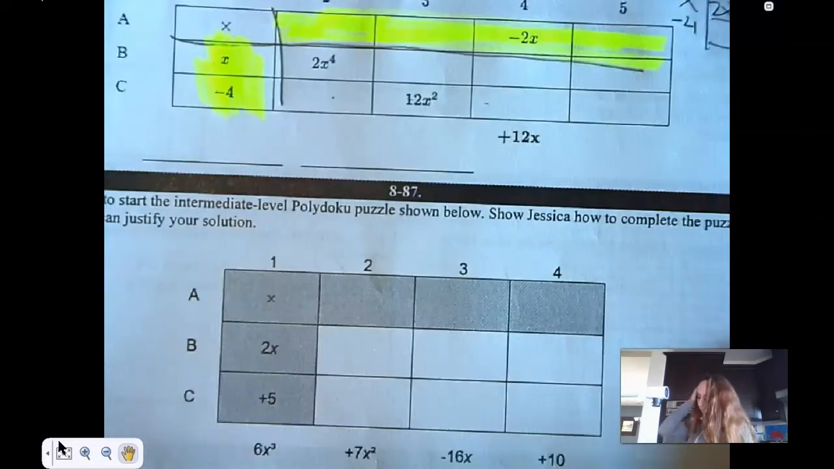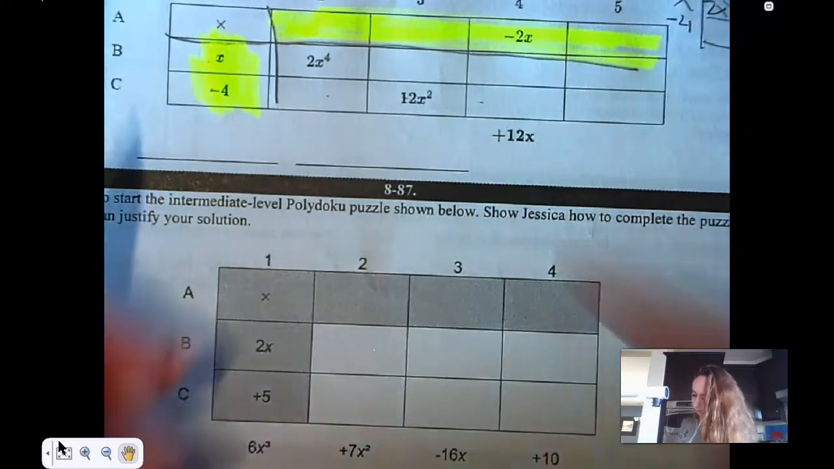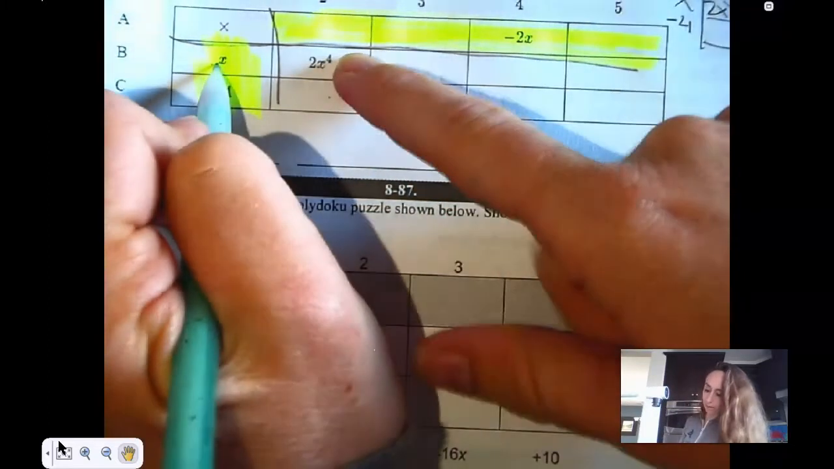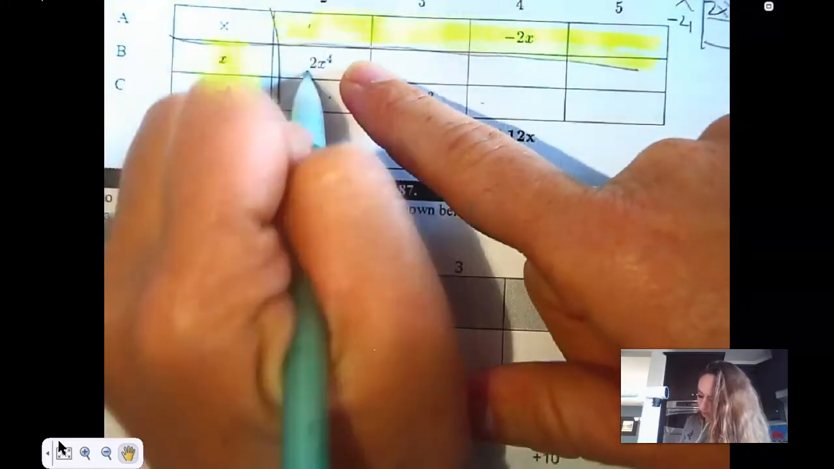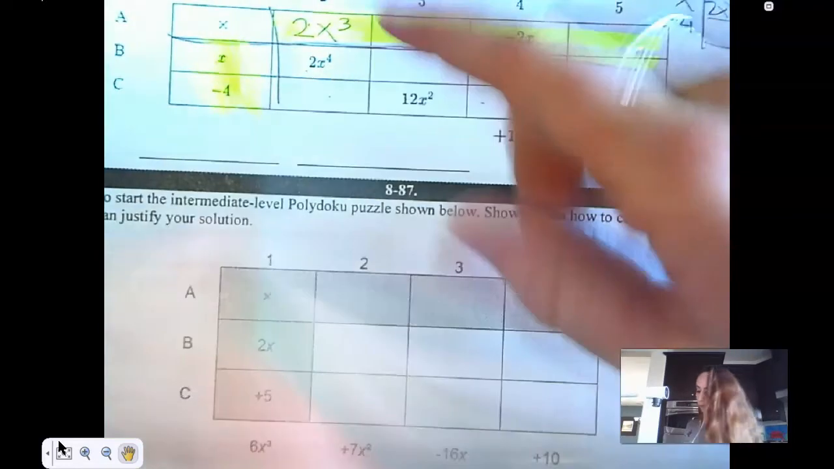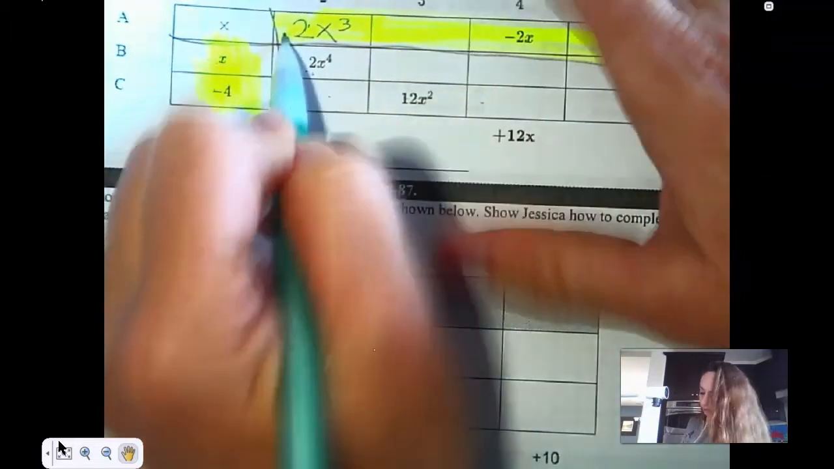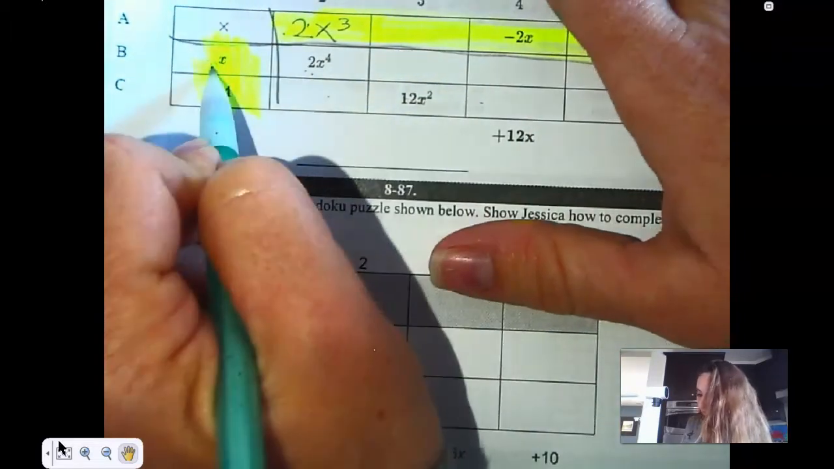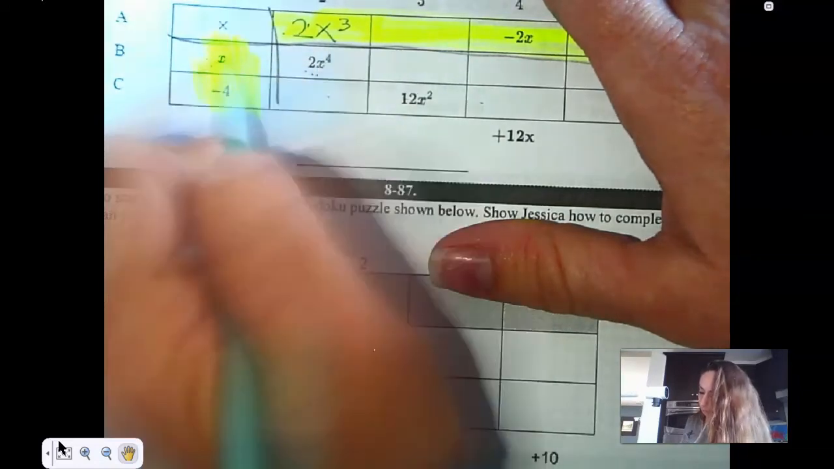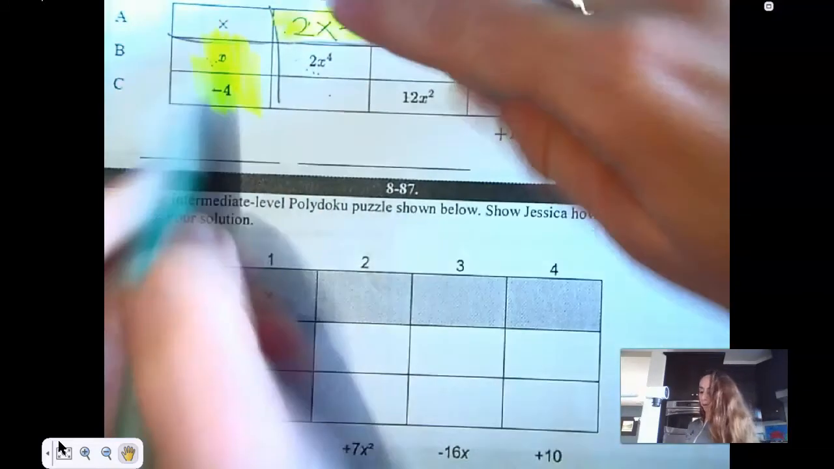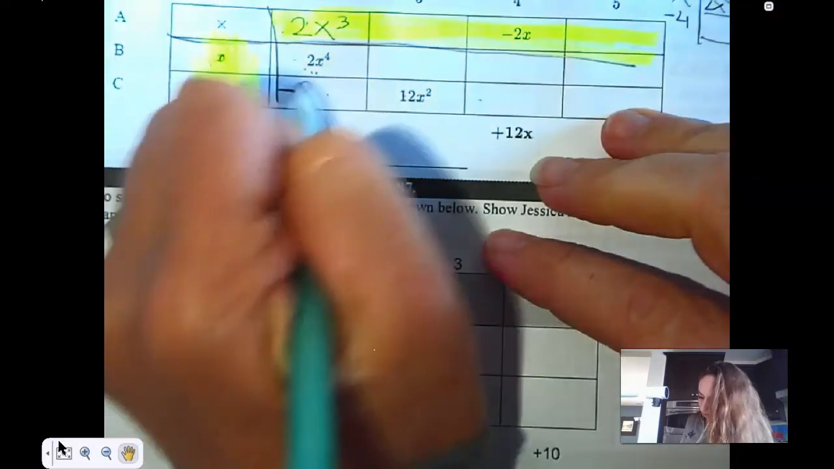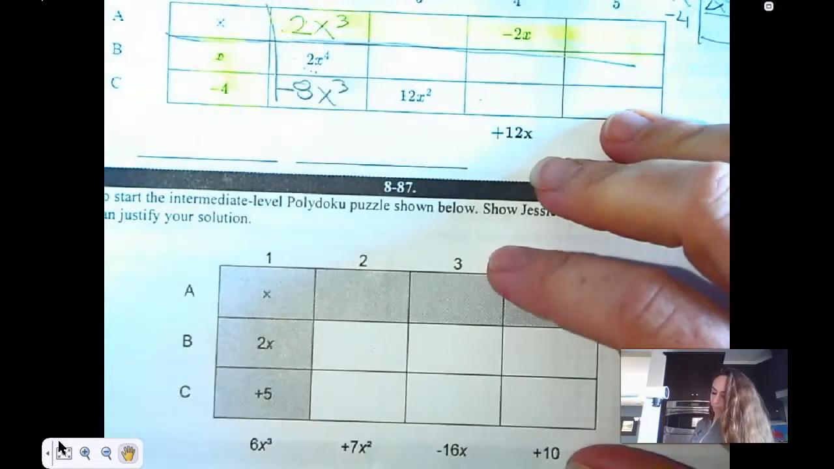Okay? So for this problem here, we have to go x times what is going to give me that? And that's 2x cubed. Okay? Because this doesn't have a 2, but this does have a 2, so this has got to have a 2. This has 1x, this has 4x, so 3 plus 1 gives you 4. Now I can multiply and give you -8x cubed.